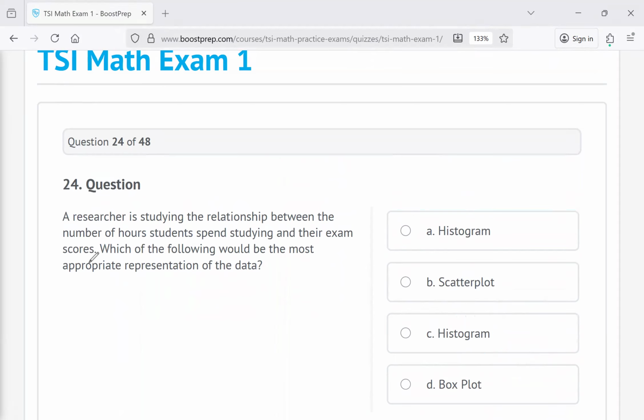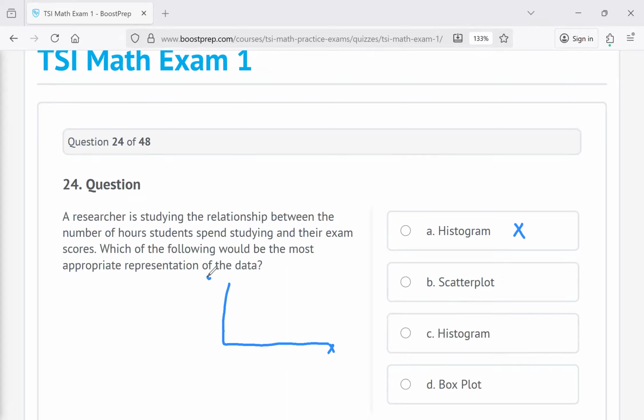Question 24. A researcher is studying the relationship between the number of hours students spend studying and their exam scores. Which of the following would be the most appropriate representation of this data? Is it a histogram, a scatter plot, or a box plot? What do you think? I think it's going to be a scatter plot. I don't think a histogram is probably the best.